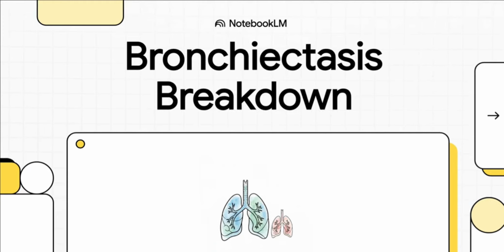Welcome to this explainer. Today we're diving into a really fascinating and quite serious medical condition called bronchiectasis. We're going to look at exactly what happens when the vital airway pipes in our lungs suffer a permanent structural failure. It's literally a breakdown in the very architecture of our respiratory system. And understanding it means we have to look closely at both the plumbing and the biology of our lungs.